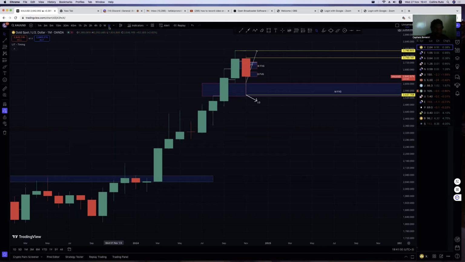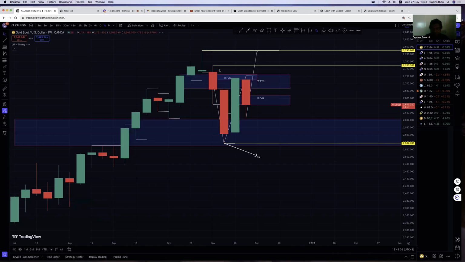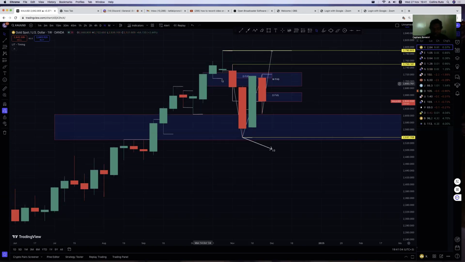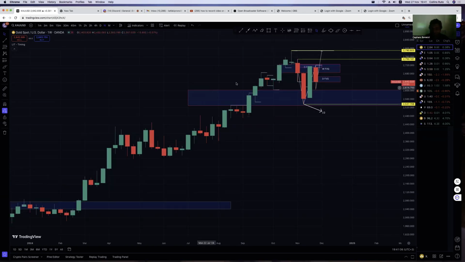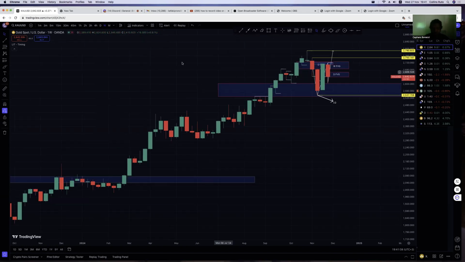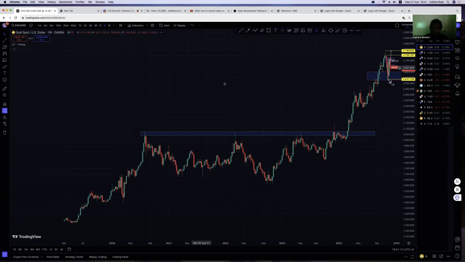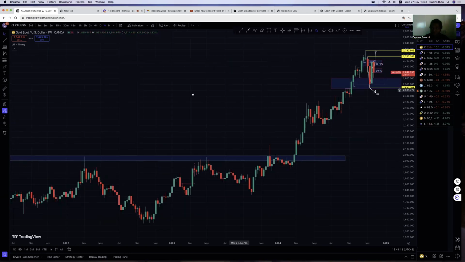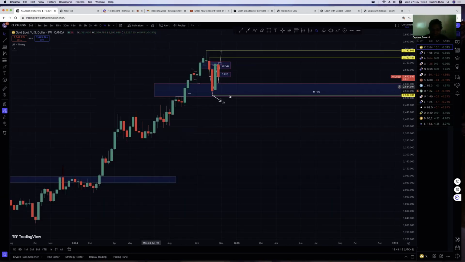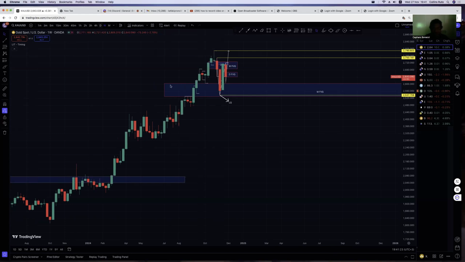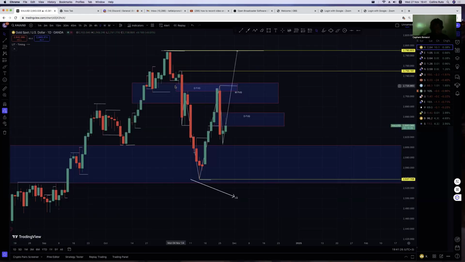Then I'll show you. Let's go to the weekly time frame tuone what's happening in the weekly time frame. There's nothing much to talk about the weekly time frame in this gold chart. So let's go to the daily time frame. The daily time frame.